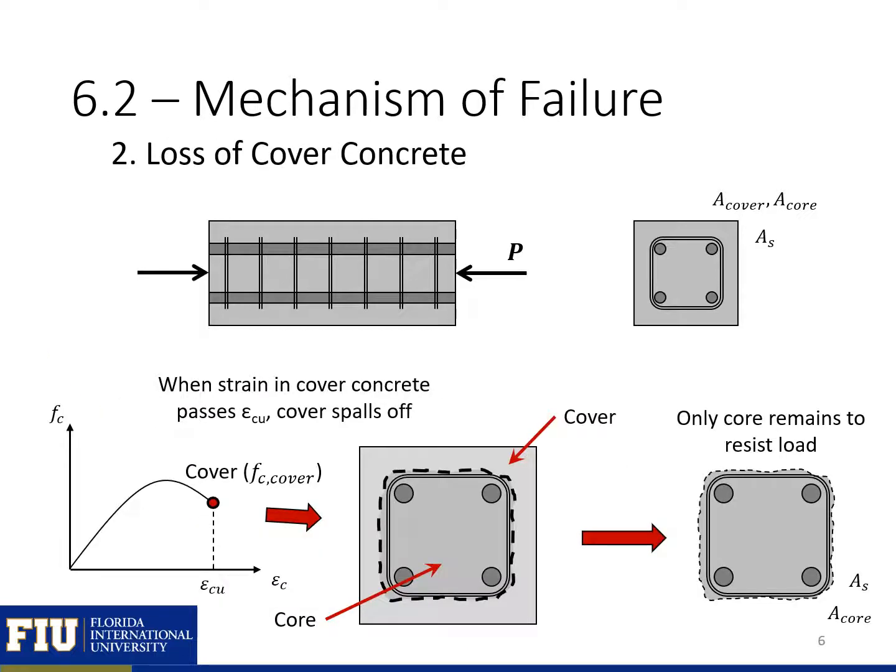Our materials will start to go inelastic, and then we'll eventually lose our cover concrete. When the strain in our cover concrete passes the ultimate strain, the cover is going to spall off. So where we had the complete section before we were at epsilon cu, after this we lose our cover, and we only have the core remaining to resist load.